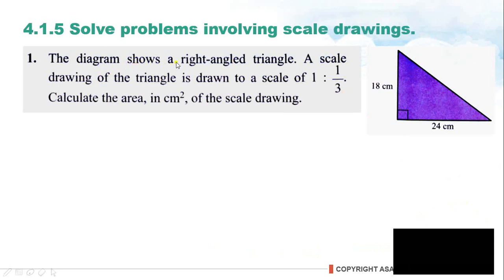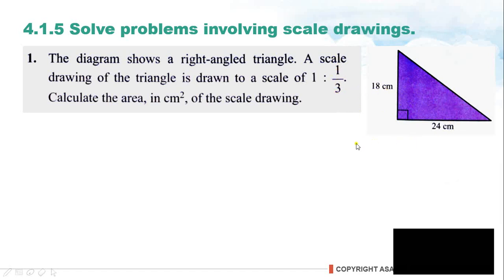The diagram shows a right angle triangle. A scale drawing of the triangle is drawn on the scale 1:1/3. Calculate the area in cm square of the scale drawing. Look at this scale. Here it is less than 1, which is 1/3 is less than 1, then the scale drawing will become bigger, 3 times.